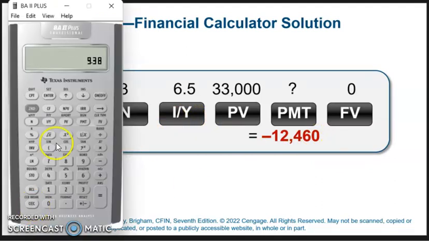So let's do that on the calculator. Clear. 3 N, 6.5 I/Y, 33,000 PV, 0 future value, and then we compute payment: $12,460.